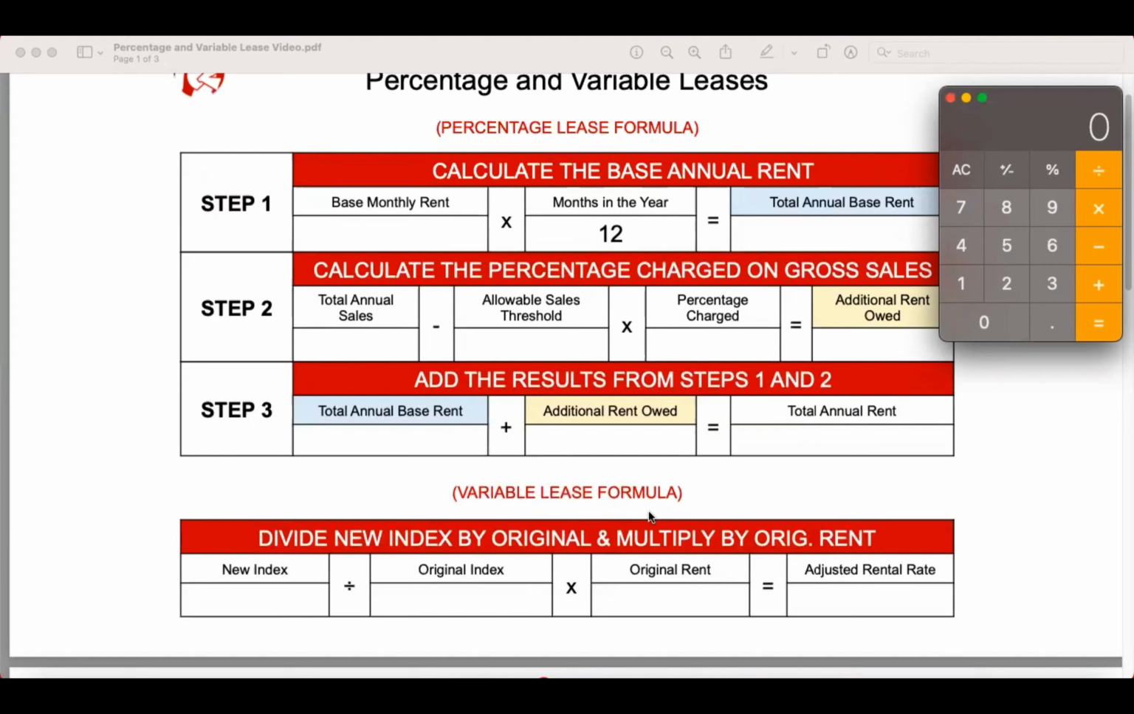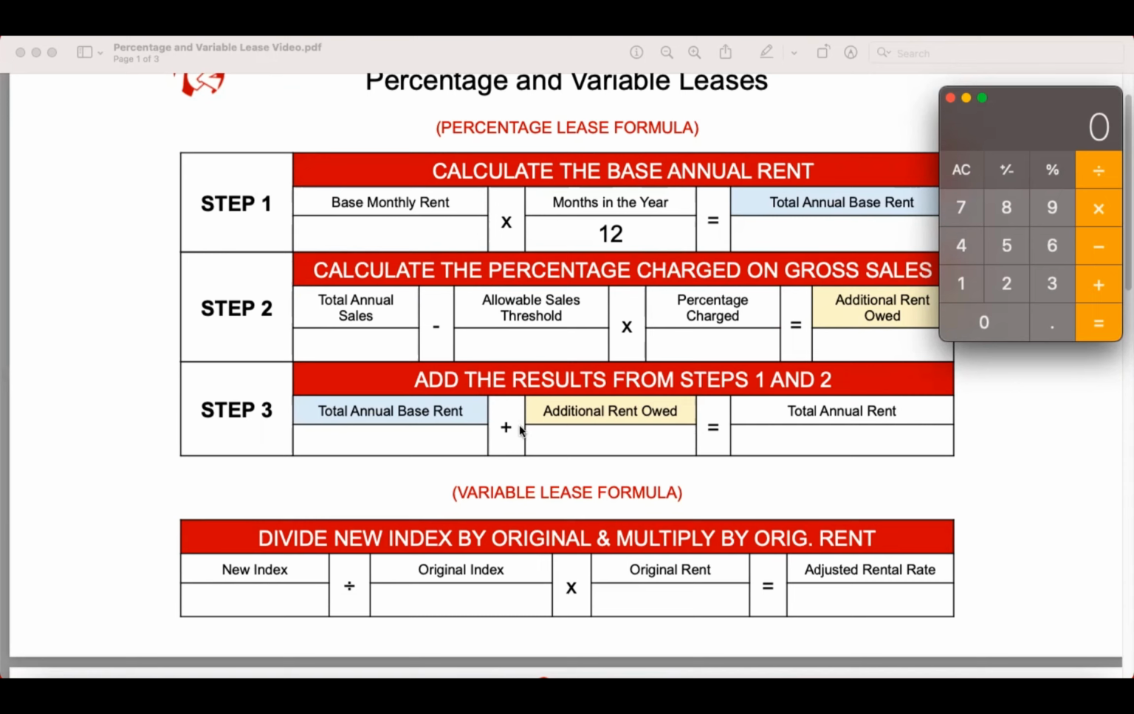And there's only two simple steps to solving this problem. You have to remember the formula and be able to apply it for exam purposes. Once again, you cannot bring notes with you to take your state exam. So what is this concept of a variable lease and how does it differ from a percentage lease?